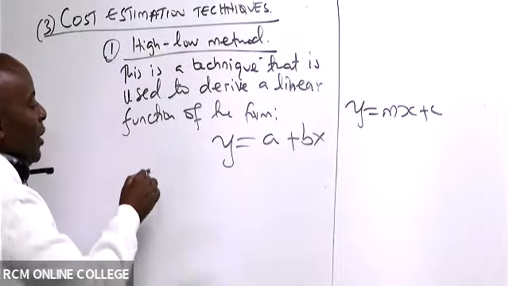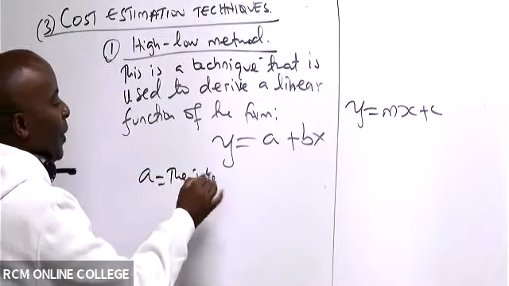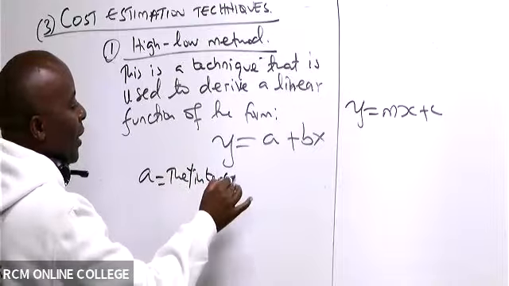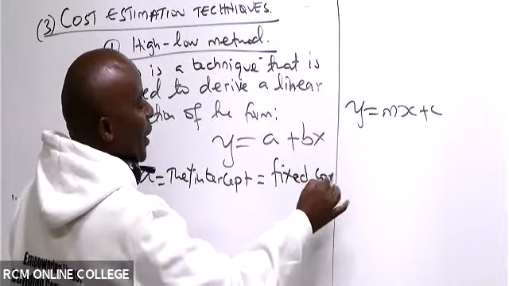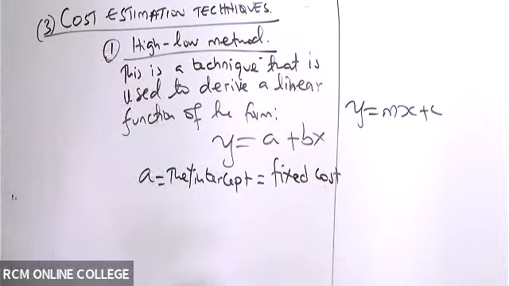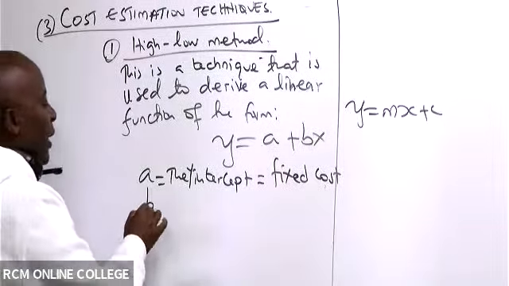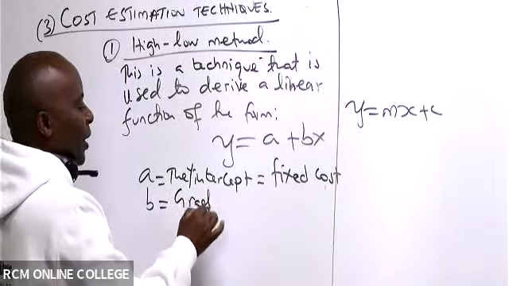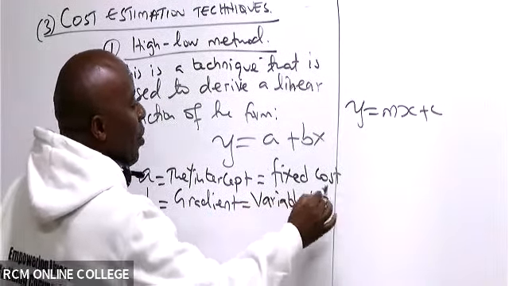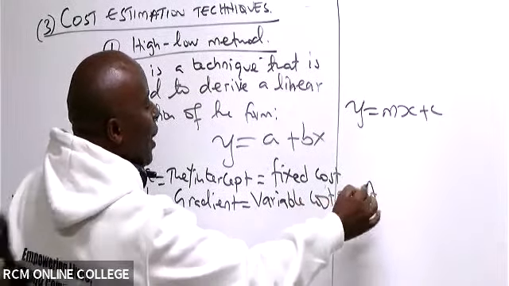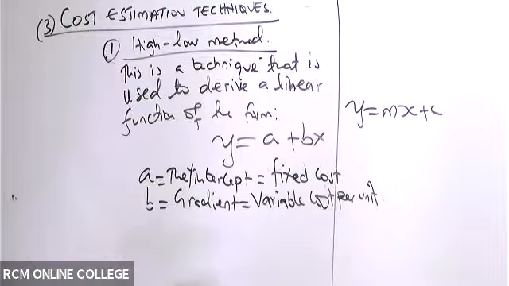So ladies and gentlemen, this a, of course, is the intercept, the y-intercept, which in this case will be what I taught you yesterday, the fixed cost, because you're dealing with cost estimations. And then b will be the gradient, which will be the variable cost per unit.